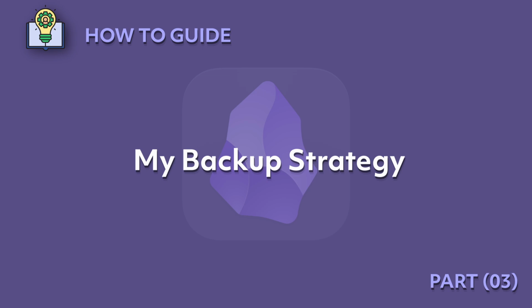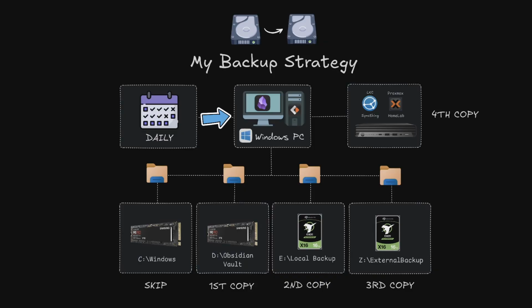My backup strategy. I mainly use Obsidian on my Windows PC, and I have a daily backup strategy. So I don't save my Obsidian vault to my operating system C drive, because if anything gets corrupted with Windows, I don't want to lose my precious Obsidian files. So I move them to a second D drive, and this is my first copy of my Obsidian vault. I have a daily backup schedule running with EaseUS Todo Backup, and that saves a local backup to my E drive, which becomes my second copy.